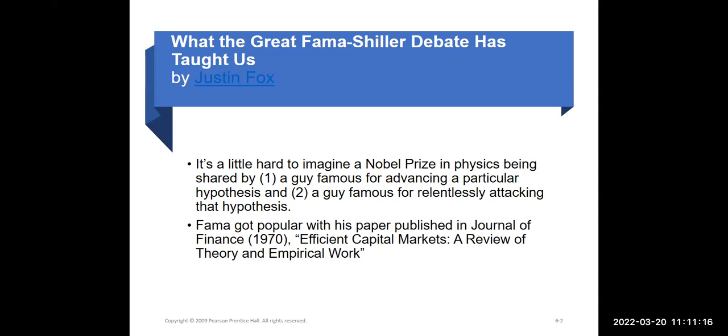As the article starts with a quotation, it is hard to imagine a Nobel Prize in physics or another of the physical sciences being shared by a guy famous for advancing a particular hypothesis and a guy famous for relentlessly attacking it. They are talking about the efficient market hypothesis. One of these 2 people advanced the concept, and the other refuted it relentlessly. He said that people are making a big mistake in believing this particular hypothesis.